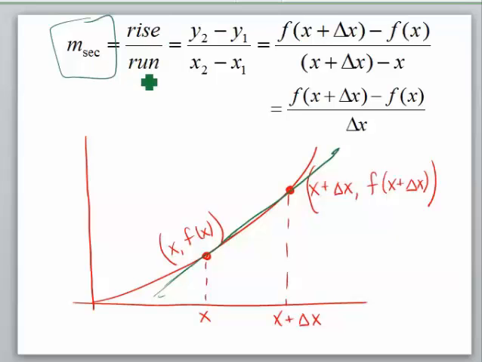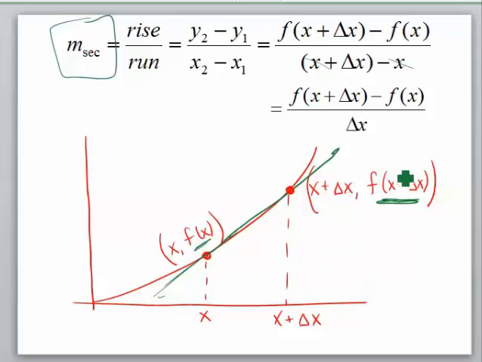Slope has always been rise over run. That's not going to change. It's always been y minus y over x minus x. So let's look at these 2 points. If I look at their y coordinates, right here and right here, here's my y2, f of x plus change of x, minus my y1, f of x. All over, what's my x2? Well, right here, x plus change of x minus x. So right here, how does this simplify? Well, the top doesn't change. But the bottom has x plus change of x minus x, so these actually cancel, and that's why there's just a change of x on the bottom.